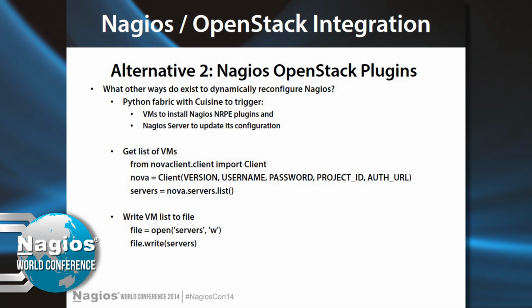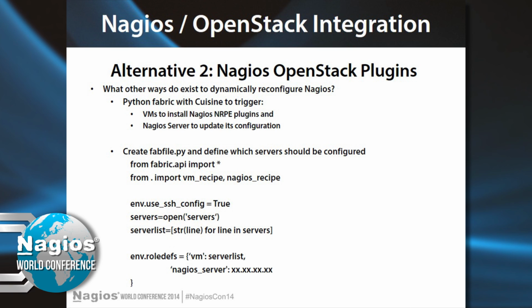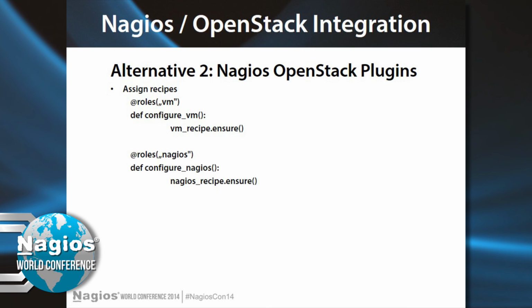Basically you have to write a Python script which uses the OpenStack API in Python to connect to the Nova API, get a list of the servers, write a list of VMs, and then import a recipe for the VMs, one for the Nagios server, use SSH to connect to those servers, and then assign recipes to those VMs to configure them, and also to the Nagios server to reconfigure it dynamically.